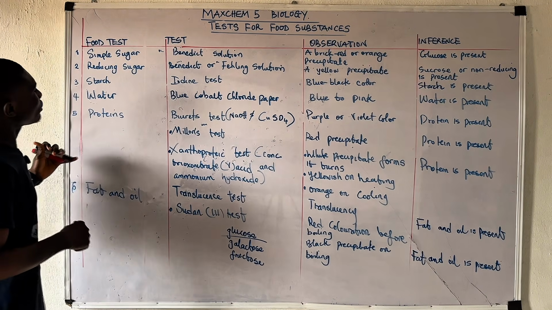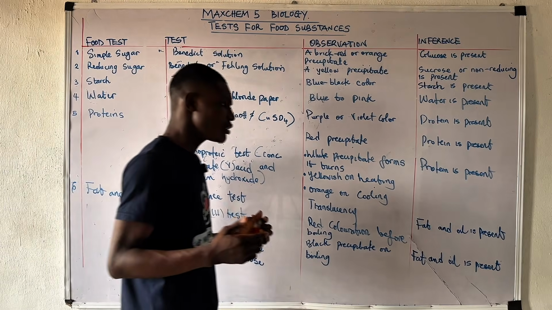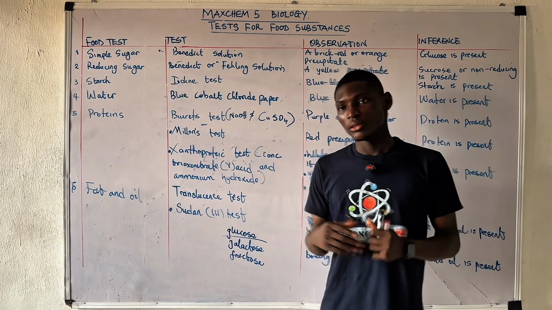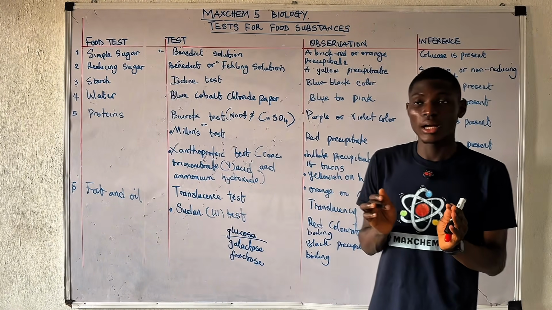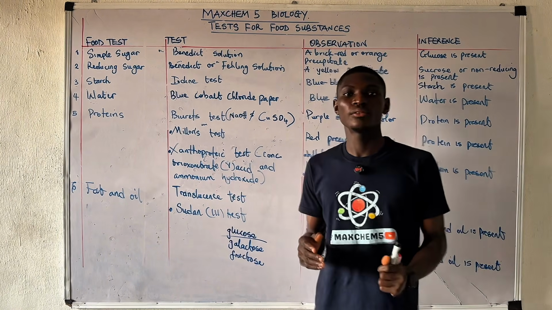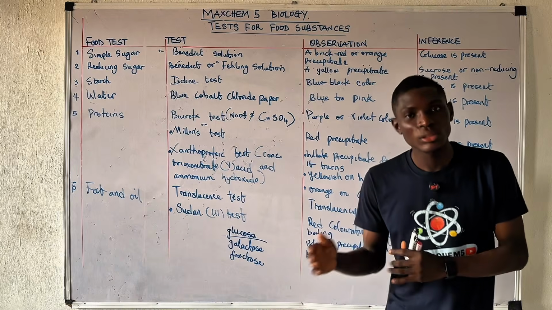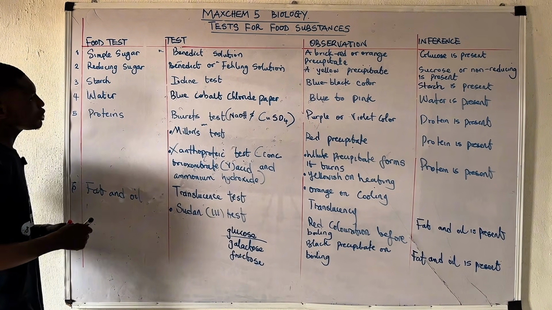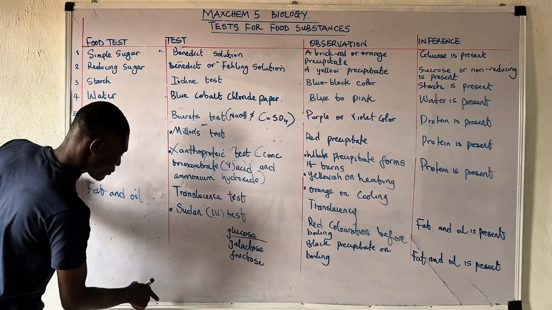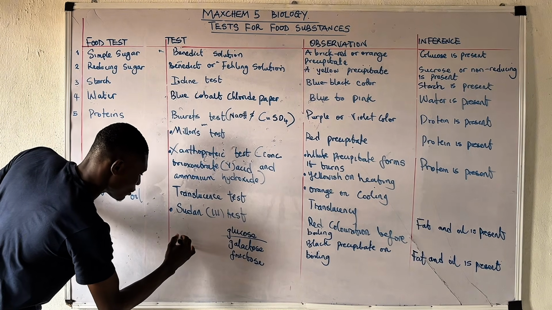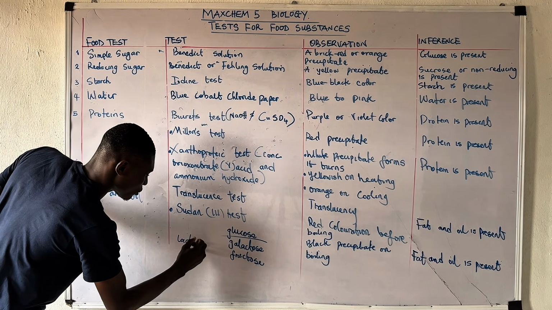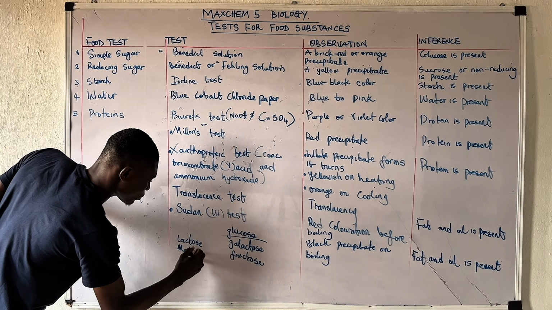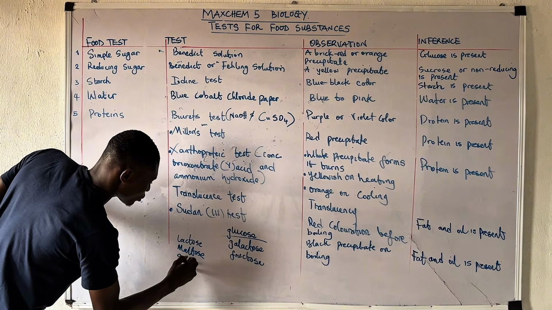Next is the reducing sugar. A reducing sugar is also known as the disaccharide. They are the type of sugars which on hydrolysis give 2 units of monosaccharide. Then now the reducing sugars are lactose, maltose, sucrose.